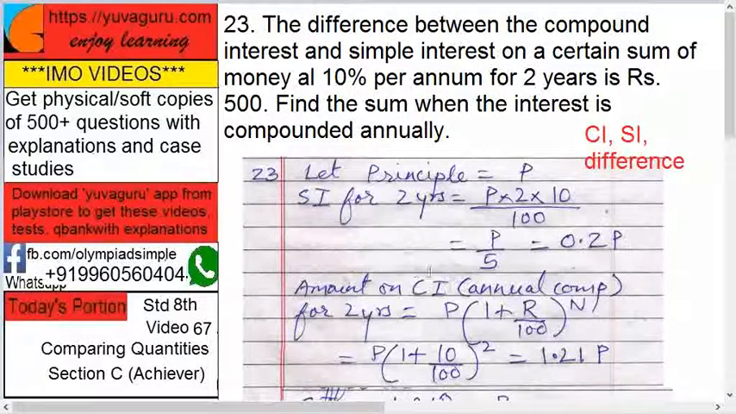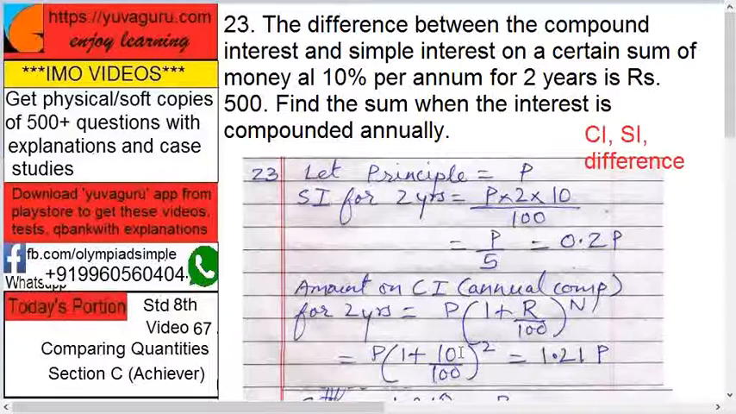Now compound interest. For compound interest, the formula is A equals P into (1 plus R upon 100) raised to N. Right? So by that, you get A, not compound interest. Got me? So P into, R you know is 10, N you know is 2. So 100 plus 10, 110 upon 100. So it becomes 1.1, right?